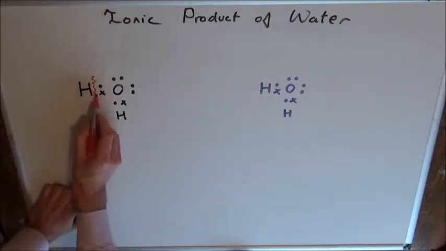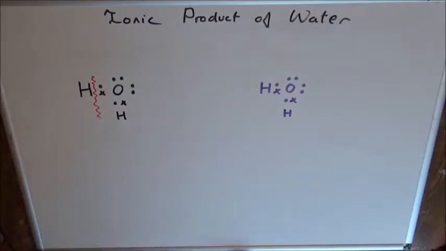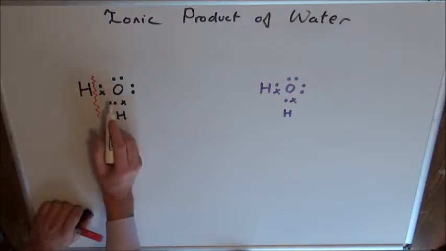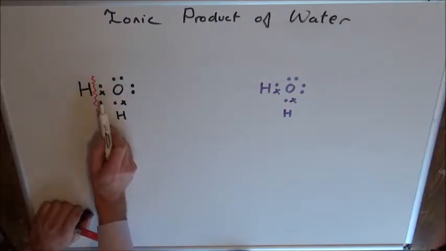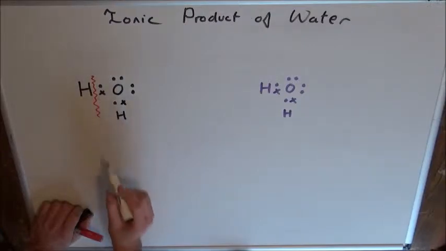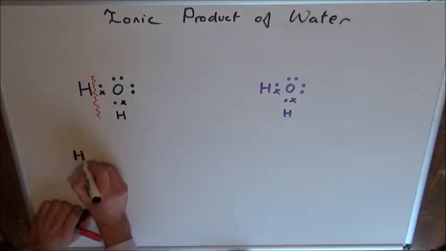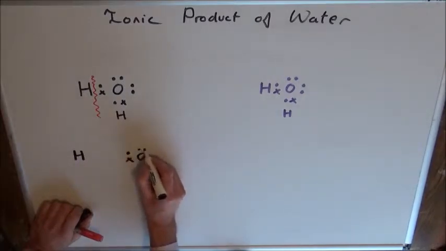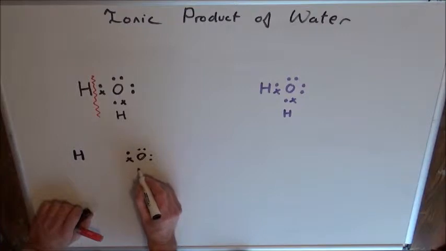Now, although the chemical bonding in water is covalent, we've got shared electron pairs, this dissociation involves breaking the water molecules into ions. So the bond breaks between this hydrogen and the oxygen, but notice how the shared pair of electrons stays with the oxygen. So over here is the hydrogen and here is the other oxygen with the other hydrogen attached.